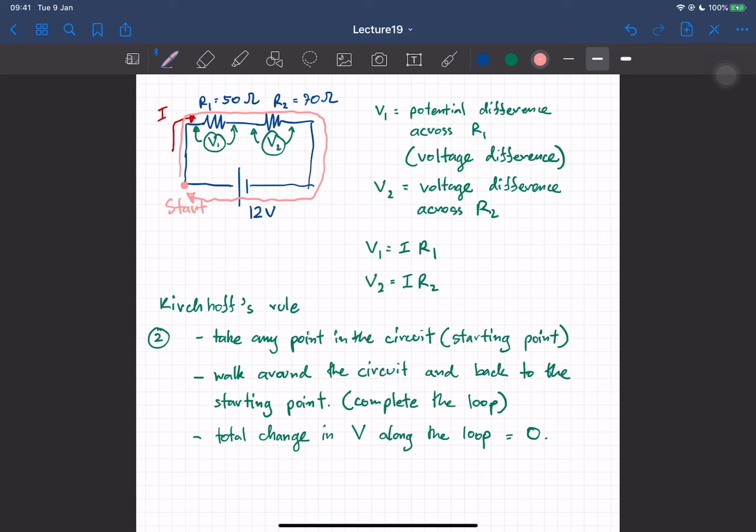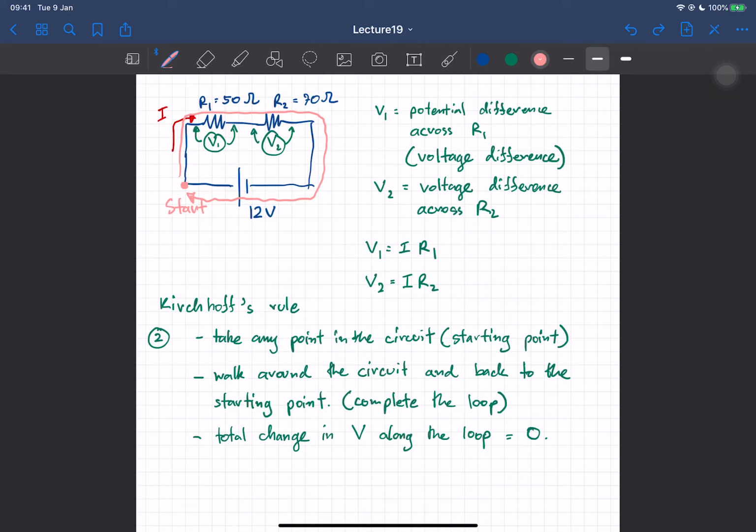In this circuit, there's only one loop to choose, so that's a no-brainer. But in other circuits, you might have different possible loops to go. It doesn't matter, you just need to complete the loop. You start at some point, walk around, and make sure you come back to the starting point, meaning you have completed the loop. So the total change in voltage V along the loop is 0. What do we mean by that?